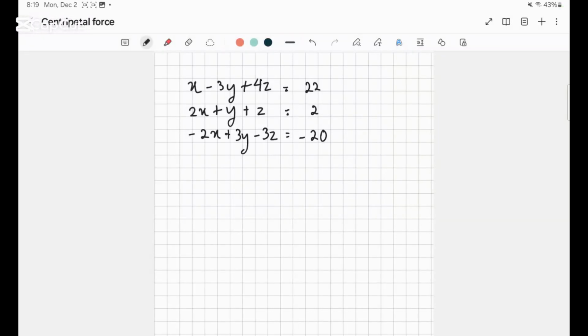Hi everyone, today I'll be finding the answer for the simultaneous equations. So we have three simultaneous equations, and we have to find the values of x, y, and z.